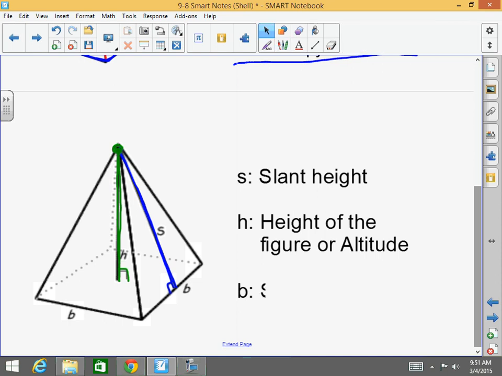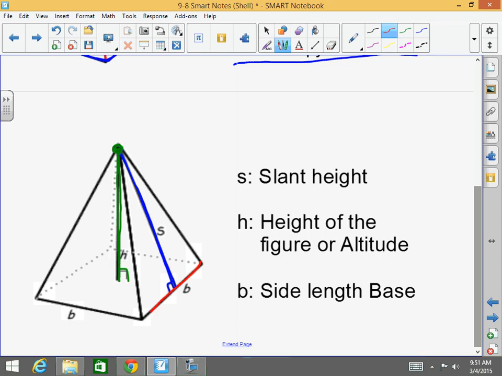And B is the side length. And since this in particular is a square pyramid, all the sides are equal. So you've got to remember these nuances, these differences between pyramids and prisms.